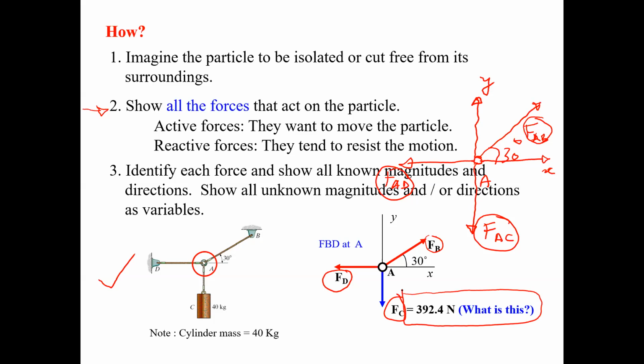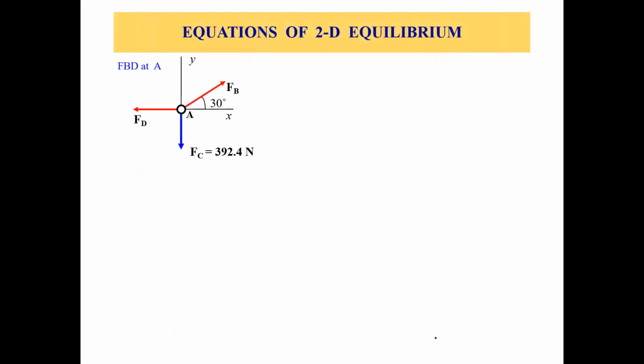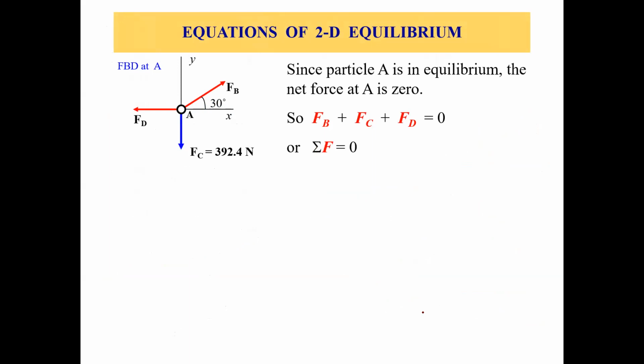So we know how to find that, right? So we know FAC, and there were three forces in the free body diagram, FAB, FAC, and FAD. Out of those, we know the magnitude of FAC, right? So what are the unknowns left? There are two unknowns left, FAB and FAD, right? So now we can move further and try to find the unknown forces. So now we need to find FB and FD, right? We already know FC, which is 392.4 newtons, okay?